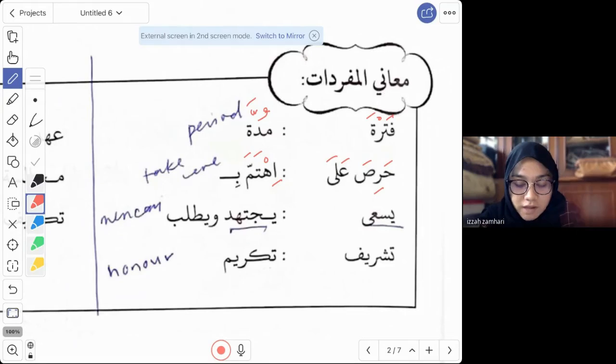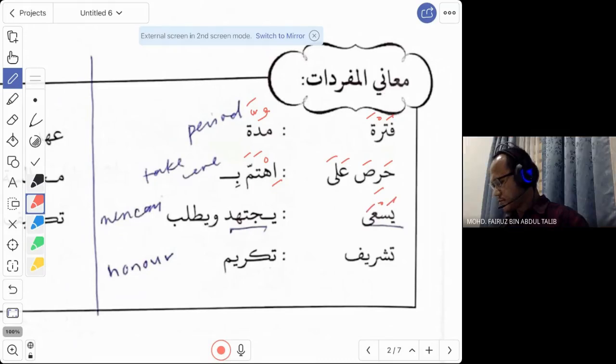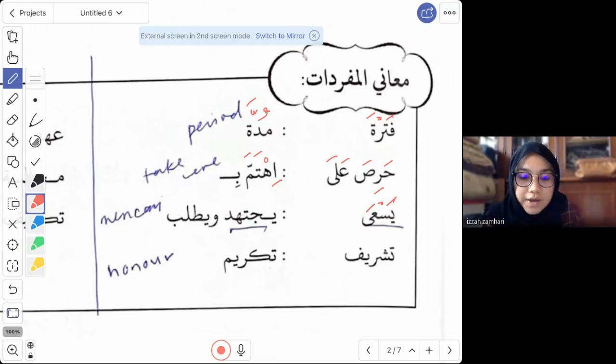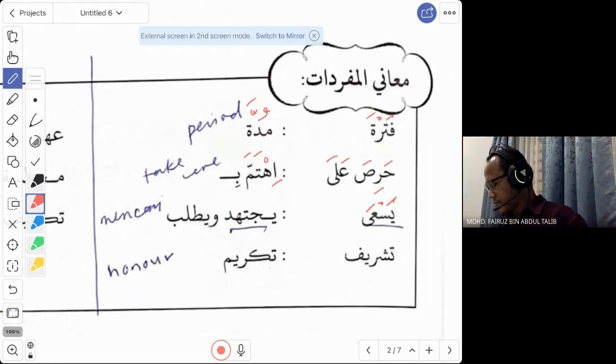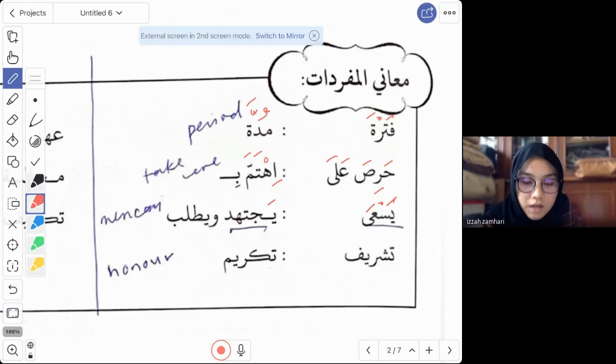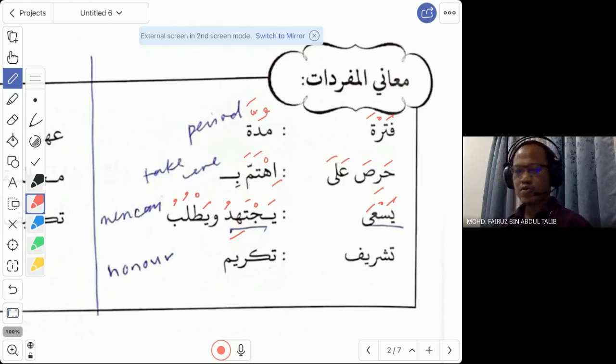Okay. And then yas'a is the same meaning as yajtahidu and yatlubu. These two are verbs, so fi'l mudari. So we should read it according to the wazan of fi'l mudari. Yajtahidu, yafta'ilu. Then we read yajtahidu. Naam. Okay, ma makna? Yas'a, yajtahid, yatlub.